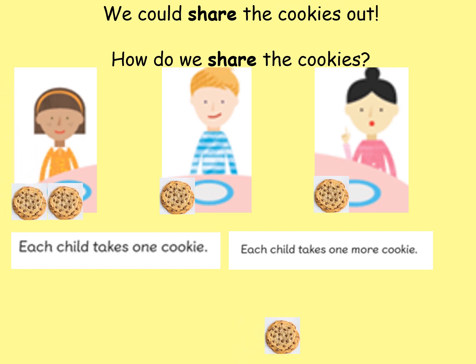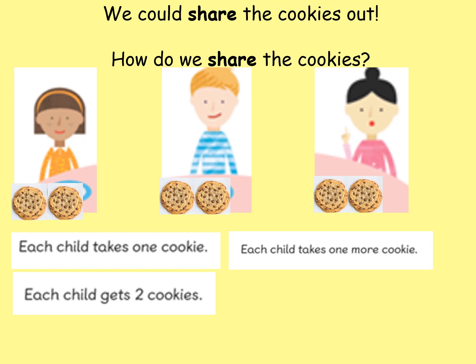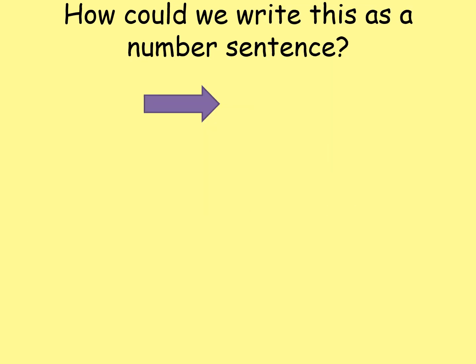Now she's got 2. That cookie, we share it to the young man. This cookie goes there. Now, there are no cookies left. We've shared out the cookies. And what do you notice about the cookies? Yes, each child gets the same.